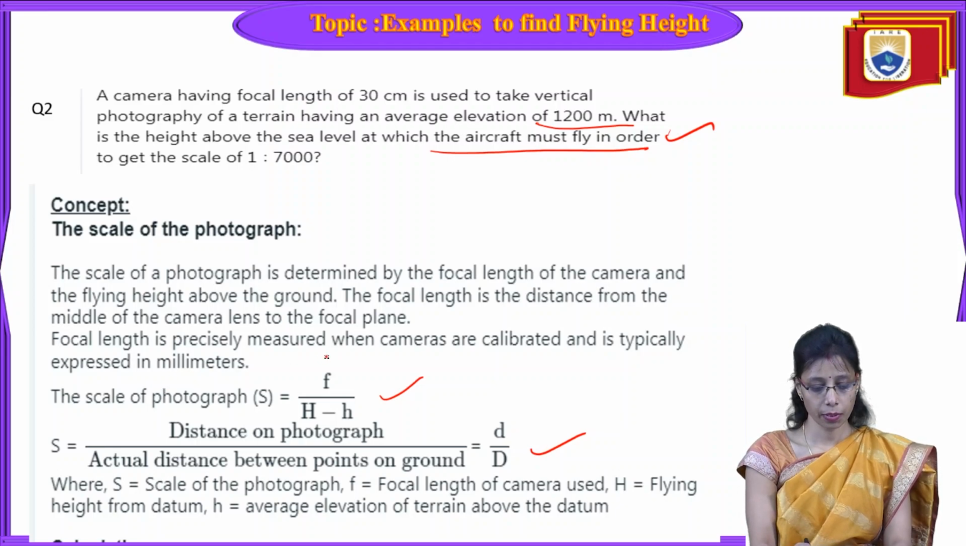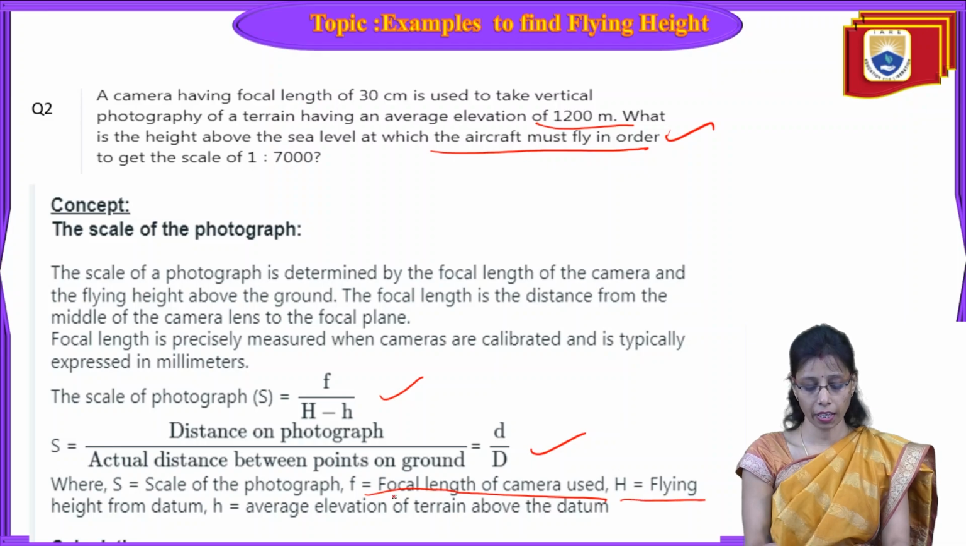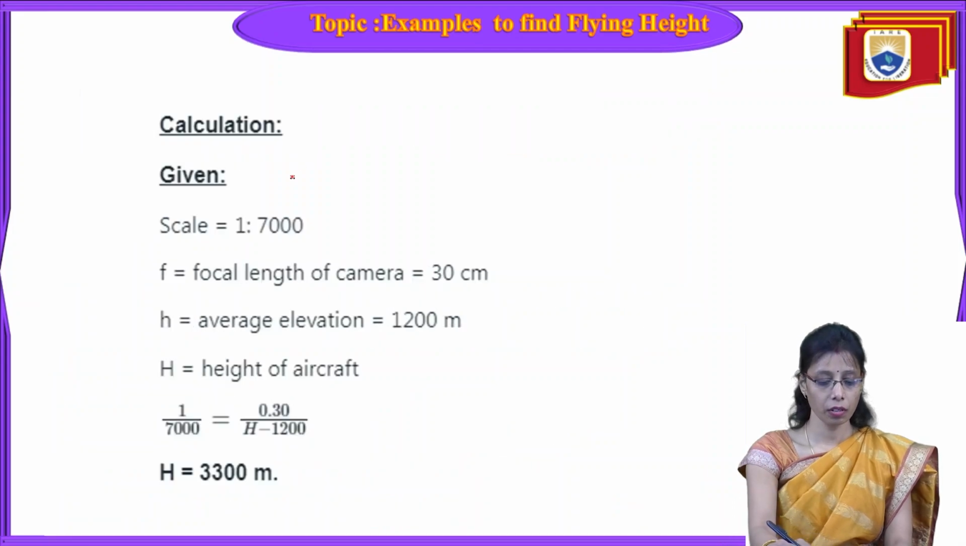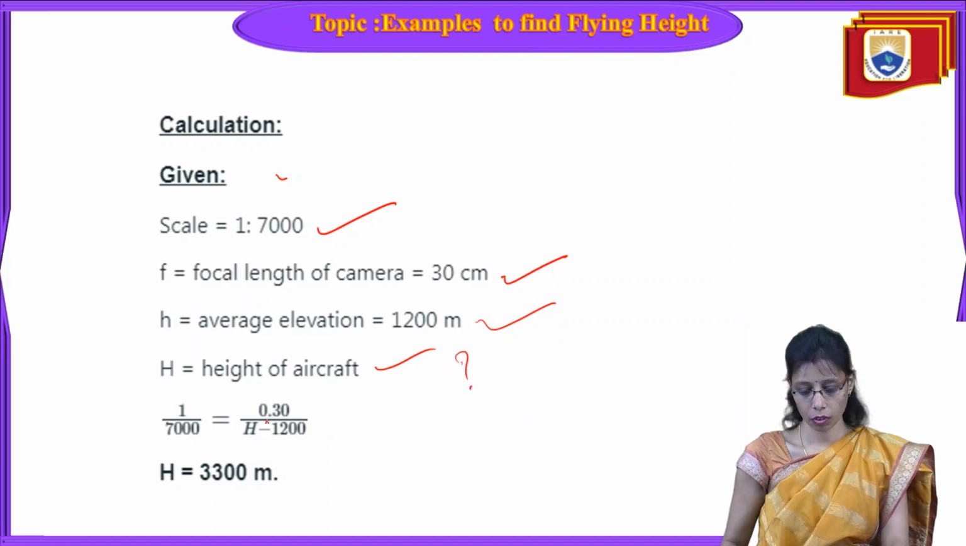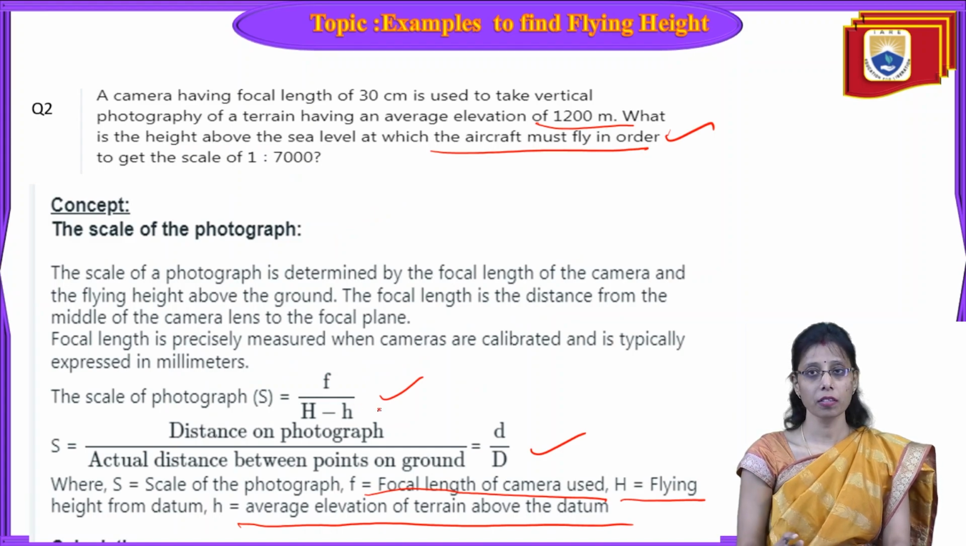Here the focal length is precisely measured when cameras are calibrated, typically expressed in millimeters. Where s is the scale of the photograph, f is the focal length of the camera, H is the flying height above the datum, and small h is the average elevation of the terrain above the datum. In the given data we have scale 1:7000, f, the focal length of the camera, is 30 centimeters, h is the average elevation, 1200 meters, and H is the height of the aircraft, which we have to find. Now we just have to put in the formula, f by H minus h.